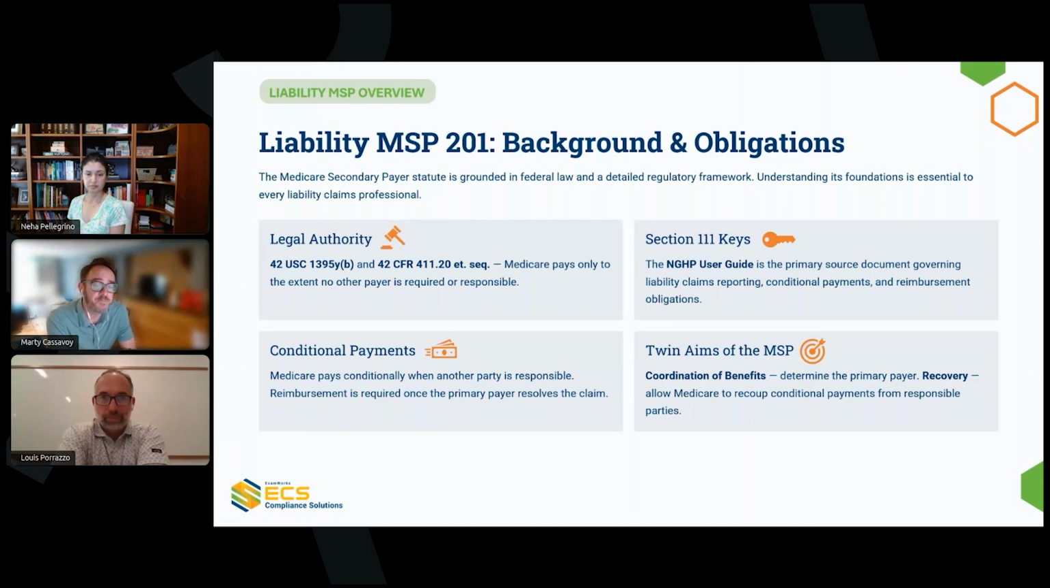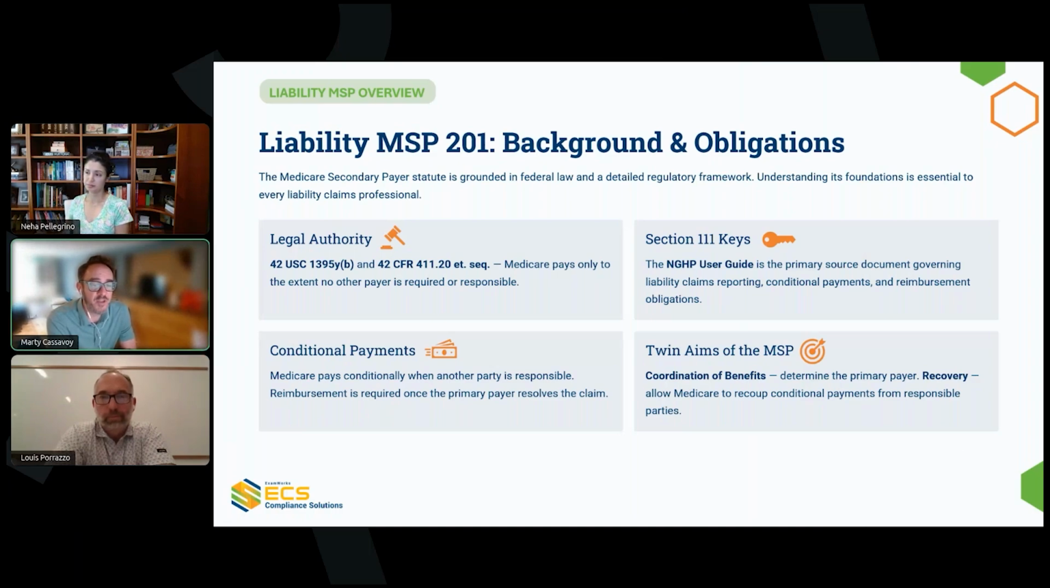So the goal really in everything, whether it's the law, whether it's the regulations, whether they're the policies, is that Medicare only pays to the extent that no other primary payer out there exists who is either required or responsible. So this is going to apply in liability, group health, it's going to apply in no-fault claims, and it's going to apply in workers' comp. And so we're focused today primarily on the liability and to a degree no-fault. There's a little bit of no-fault that we'll talk about as we get into this.